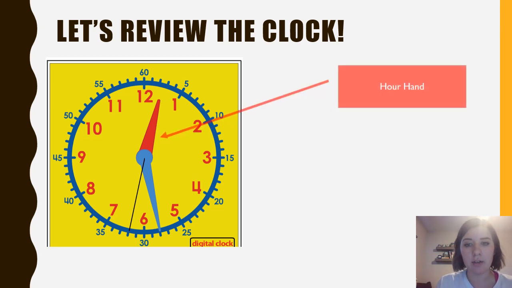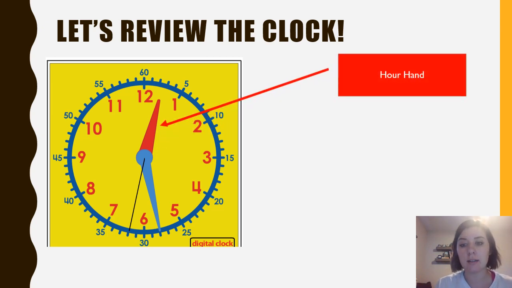We know that we've got the red hour hand. It's going to be the shorter, fatter one. I always think about hour is a shorter word than minute, and so it's the shorter hand. And we're going to look at these red numbers on the inside.